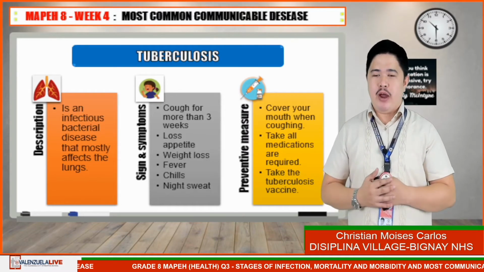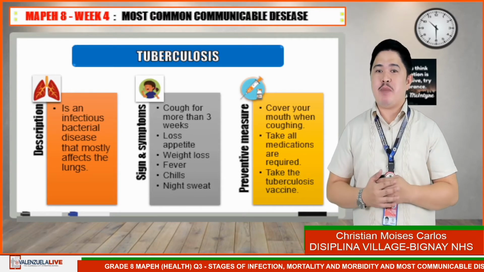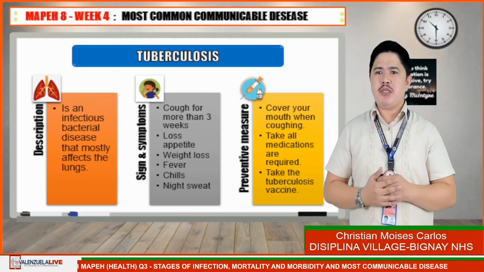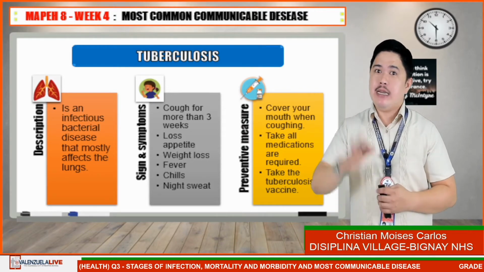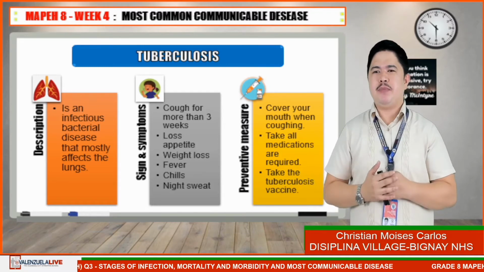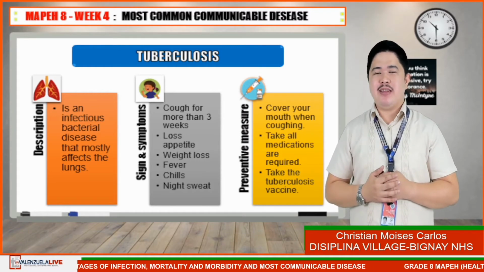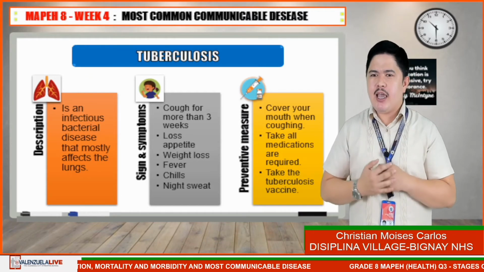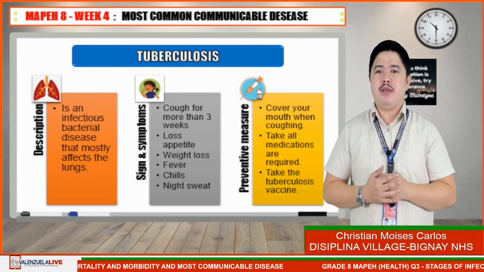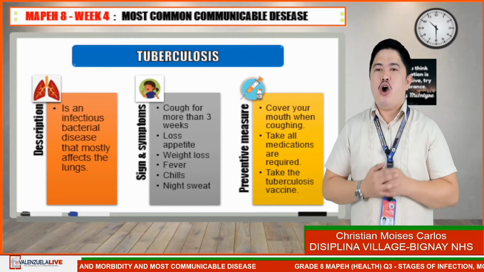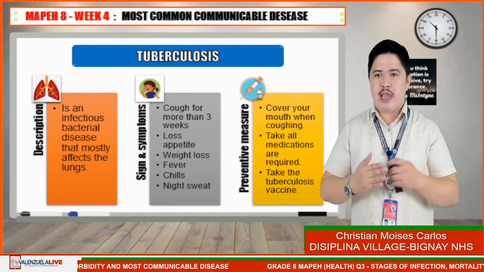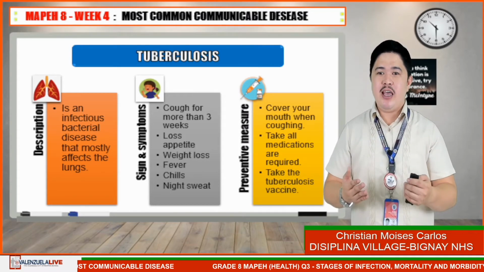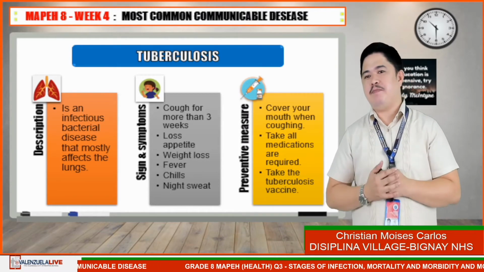Next, we have tuberculosis, an infectious bacterial disease that mostly affects the lungs. Signs and symptoms: cough for more than 3 weeks, too long, loss of appetite, weight loss, fever, chills, and night sweats. Preventive measures: cover your mouth when coughing. Take all medications required. Take the tuberculosis vaccine.